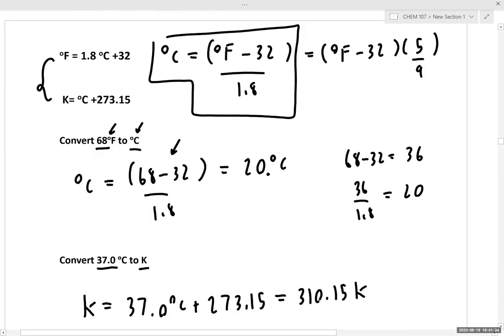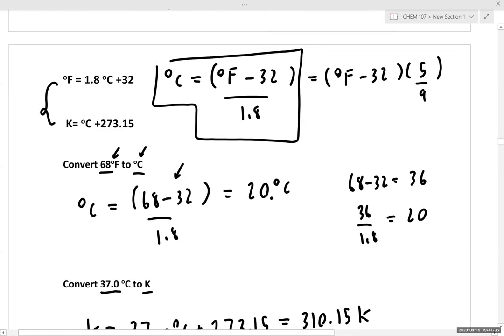Perfect. And then I had another question. Where did you get the 273.15? That's our conversion from Kelvin to Celsius. It's okay. No problem at all. That's part of why I provided these conversions at the top, and these are conversions that you should be familiar with for the exams and homework.